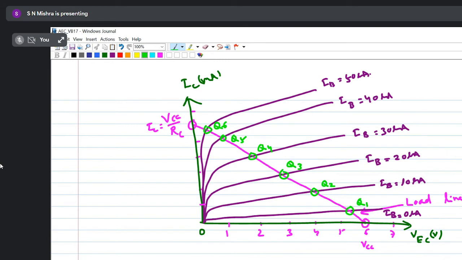Now I have drawn six Q points here, but at a time only one Q point will be obtained, because for each IB we get a characteristic. I cannot get IB 20 and 30 at a time. So if you operate the transistor, only one characteristic is obtained at a time. But because these are the conditions of different IB and different IC, all the graphs are shown together. Practically, if you operate the transistor, only one characteristic will be obtained, that is IB 10, 20, 30, 40 or 50, anything. Okay.